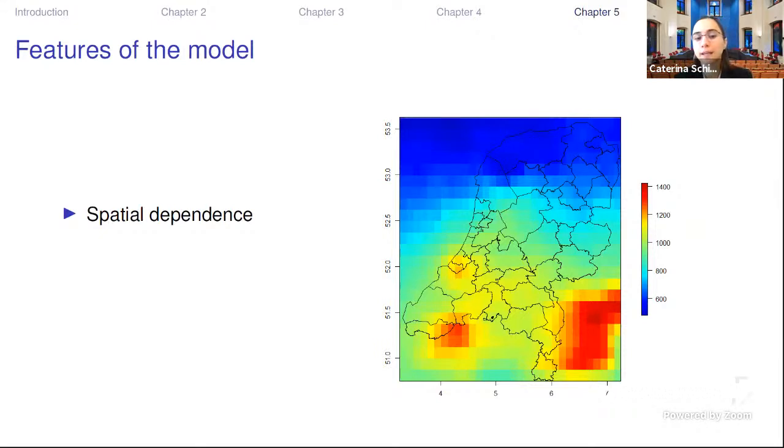This model should also take into account the spatial dependence among regions, because as you can see from this picture, regions that are highly polluted are neighbors of regions that are also highly polluted in general, and vice versa. The border effect should also be taken into account, because the regions in the south of the Netherlands are polluted also because part of NO2 is transported by the wind from Belgium and Germany, which is not a problem, of course, for maritime regions.